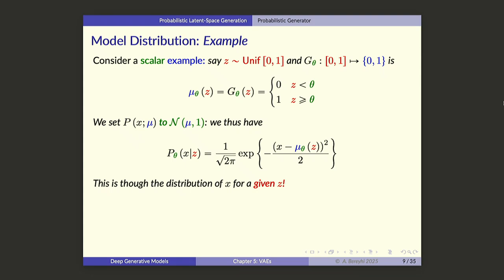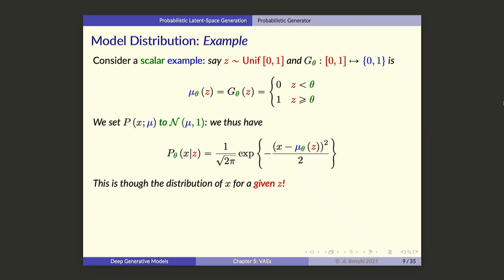Now, the conditional distribution of x given z is essentially one Gaussian distribution, and its mean value is exactly the output of this threshold, which depends on theta. If I change theta, it's going to change. But it does not only depend on theta, it also depends on the sample z that I have. If I change z for a fixed theta, this is going to change as well. So that is the conditional distribution of x given z.